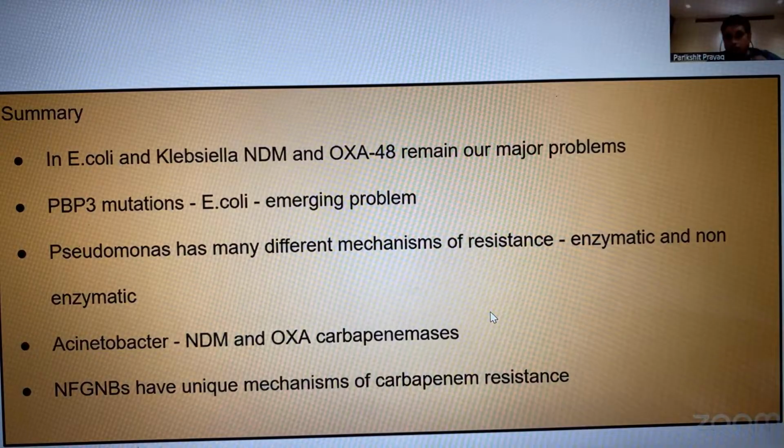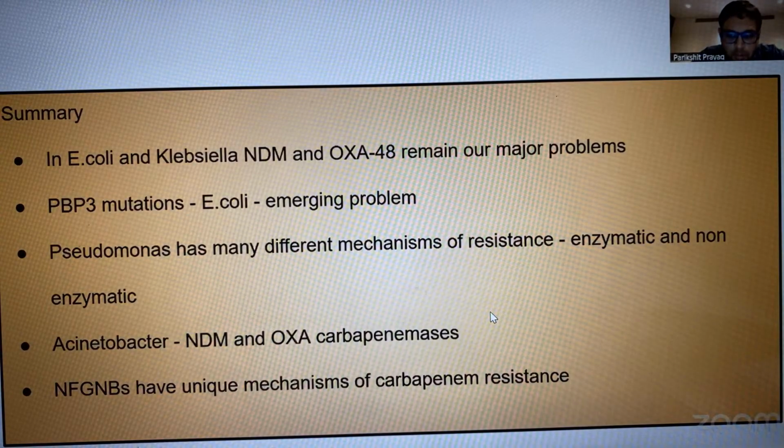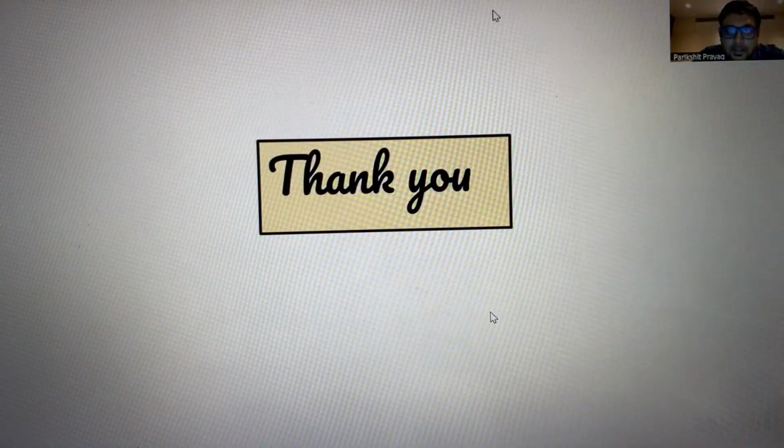And if you look at the non-fermenters, each has its own unique mechanism of carbapenem resistance. We need to get familiar with that, and that will help us predict whether our aztreonam-avibactam combination is going to work or even should be tested, versus the other choices like TMP-SMX, minocycline, fluoroquinolones, and so on that we have for these types of organisms. So I think I'll stop here.